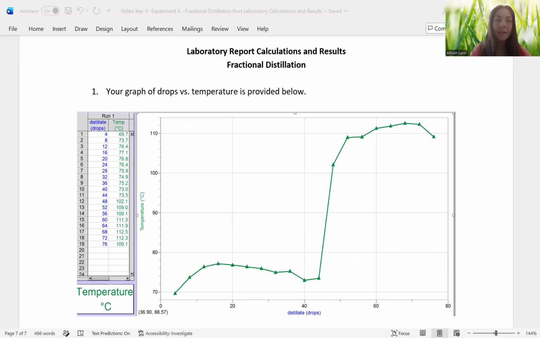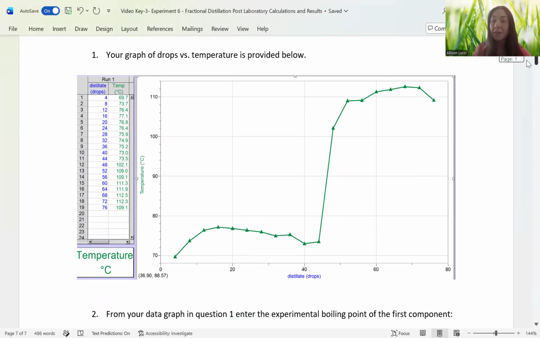Hello. So for our last video, we're going to take a look at document 3. You'll notice that this graph has been provided for you here for our answer to question 1. If you were doing this utilizing the Logger Pro software, you would pull up your data and then submit a screenshot as your answer to this question.